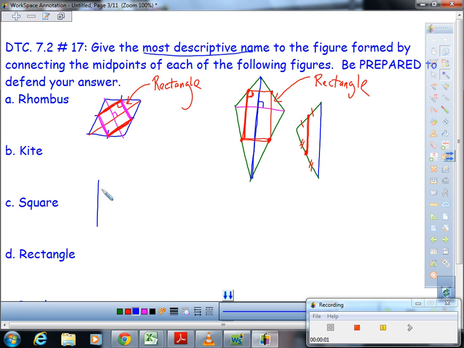All right, so now let's think about a square. How are the diagonals of a square related to each other? They are, oh, that is not an acceptable square.